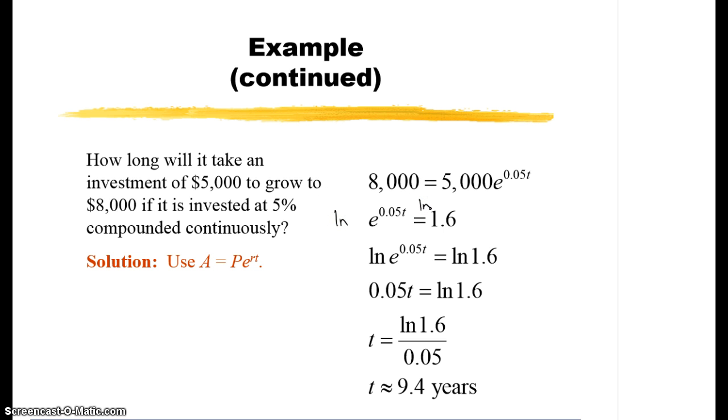And when we take the ln of both sides, on the right-hand side we get ln of 1.6. On the left-hand side we get ln of e to the 0.05t. But you guys remember from the previous chapter that ln of e to any power, the ln and the e will cancel out, and the 0.05t, the power, is going to be what remains. So we get 0.05t equals ln of 1.6. Divide both sides by 0.05 to isolate t, and that's how we get t is about 9.4 years. So that's how long it will take for the investment to go from $5,000 to $8,000.